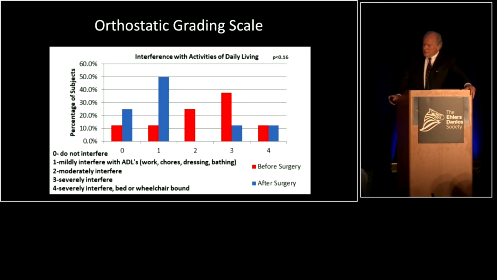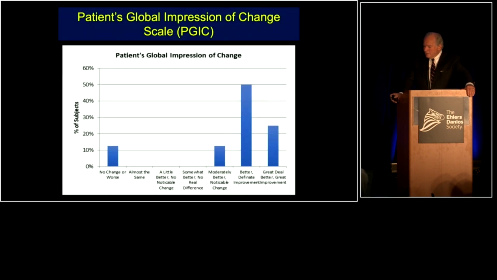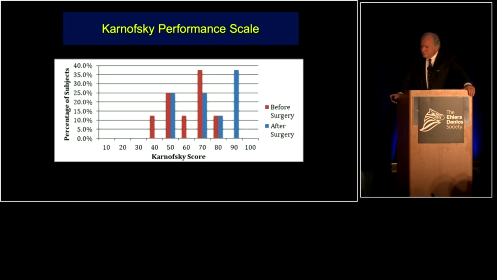And similarly with the orthostatic grading scale, these are just different measurement scales, and they show a significant improvement in activities of daily living. So the patient's impression of global change, most were moderately or definitely better, and 1 was no change or worse. And the Karnofsky performance, again, before surgery, the average was approximately 60, and afterwards, the average was 80.